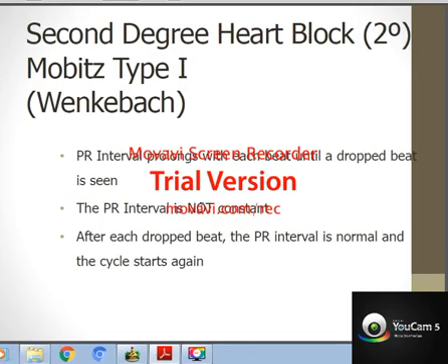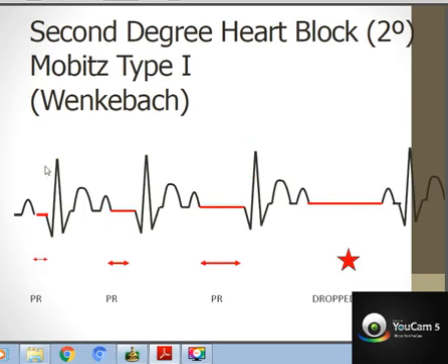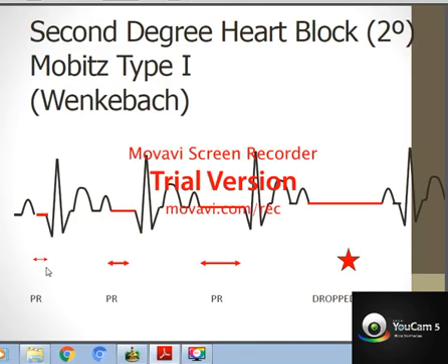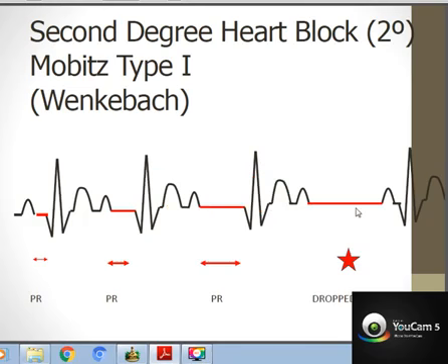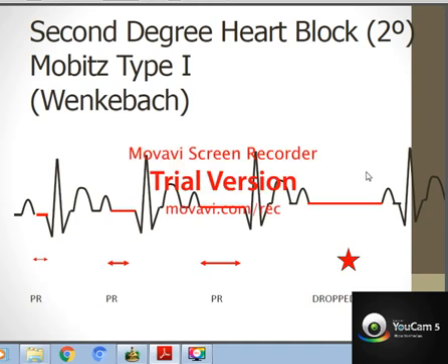So in type 1 Wenckebach, the PR interval prolongs with each beat until a dropped beat is seen. Whenever you look into an ECG, there is a P wave followed by a QRS complex. There is a P wave followed by a QRS complex. But what happens to the PR interval? This is a normal PR interval. And what happens to the next beat? This PR interval is prolonged. It is again more prolonged until a dropped beat. Here there is a missing beat. So the PR interval progressively delays until a dropped beat is seen.